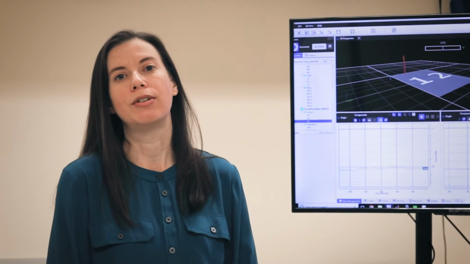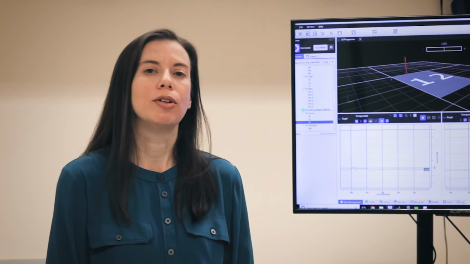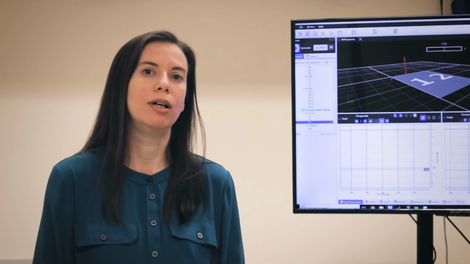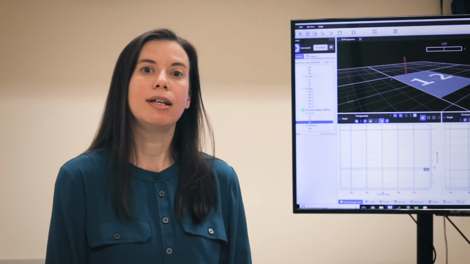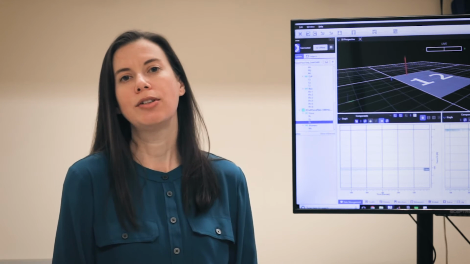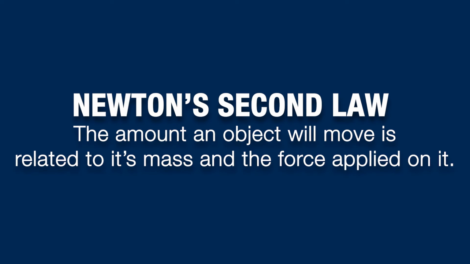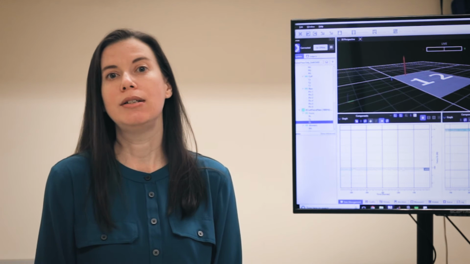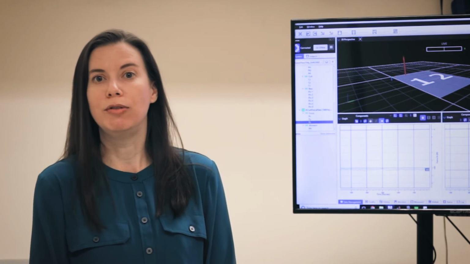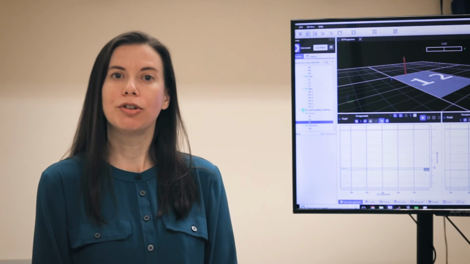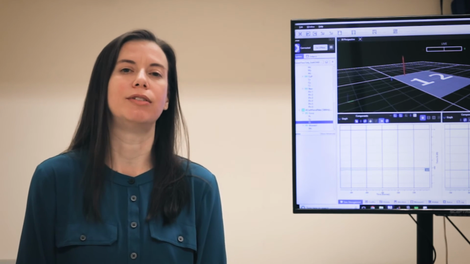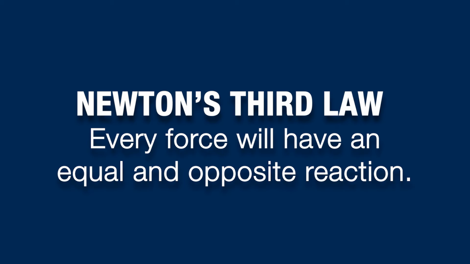Why is this important for physical therapy? Well, if my muscles are weak, I might have a problem preventing a fall. And so if that's the case, I might be prescribed to do exercises to strengthen my muscles. Newton's second law is that the amount that I'm going to move is going to be related to how heavy I am, as well as the force that's applied to me. It also means that depending upon how fast I'm moving, I might have to apply larger forces from my muscles to prevent a fall.